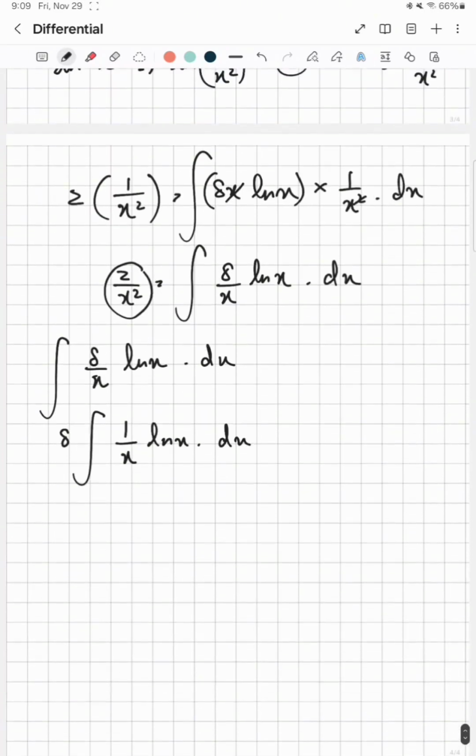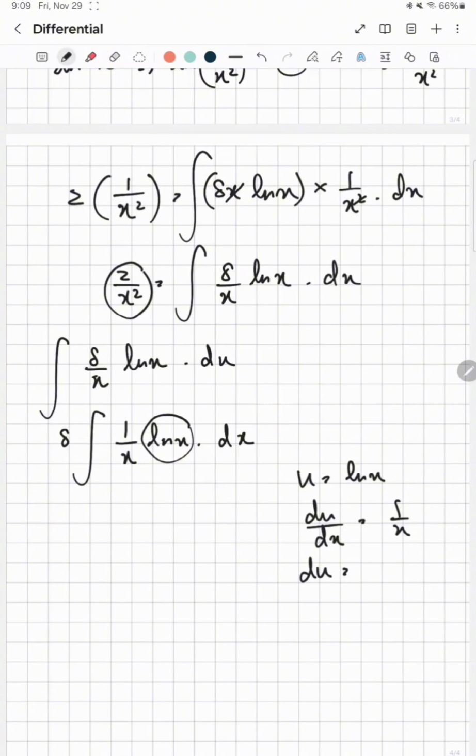Oh, we could also do integration by parts, I think. Yeah, we could do integration by parts. That's very good. So we'll take u as ln x. So du over dx is 1 over x, right? So you have to substitute. We have dx, but we need du now.